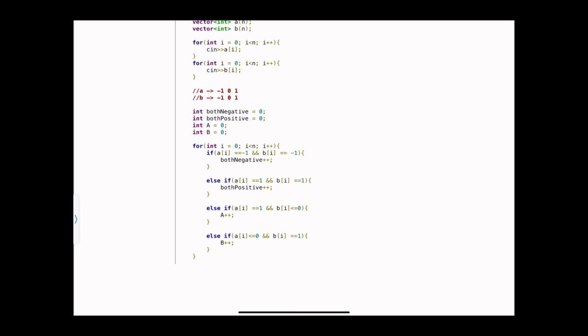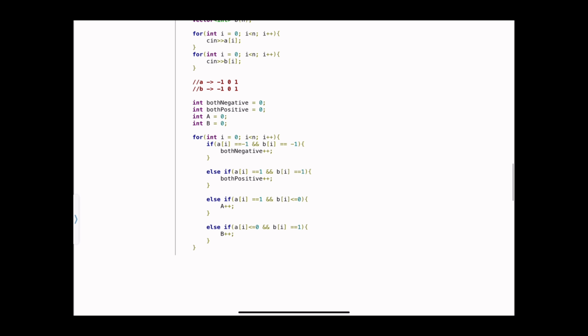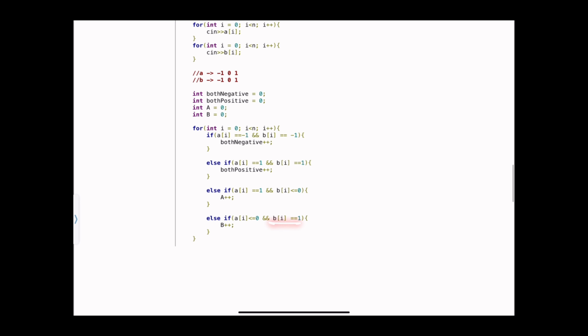So that's what we have done here. If both the ratings are negative, we will just increment the count of both negative. If both the ratings are positive, then we will increment the count of both positive. If the rating of the first movie is higher, it means the rating of the second movie will be less than or equal to 0, then we will increment the count of A. If the rating of the second movie is higher and the rating of the first movie is less than or equal to 0, then we will increment the count of B.